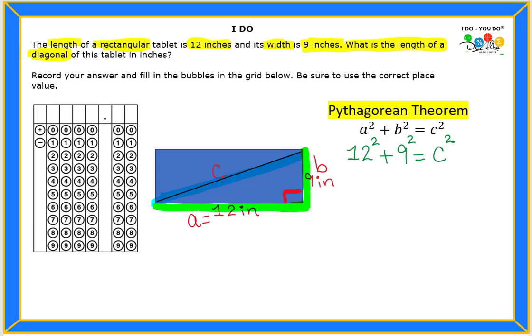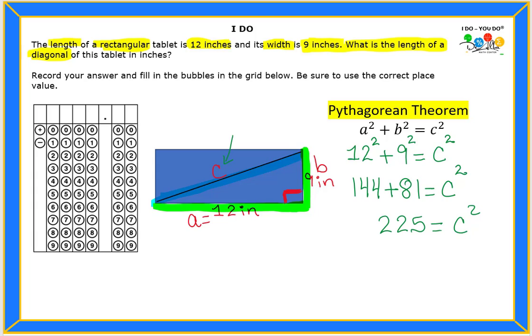So 12 squared is 144. 9 squared is 81. And that will be equal to C squared. So now we need to add up 144 plus 81, and that gives me 225. And that will be equal to C squared. Now I cannot stop right there, because notice how in my problem, I only have C. On my actual formula, I still have C to the second power. So there's one more step that I need to do.